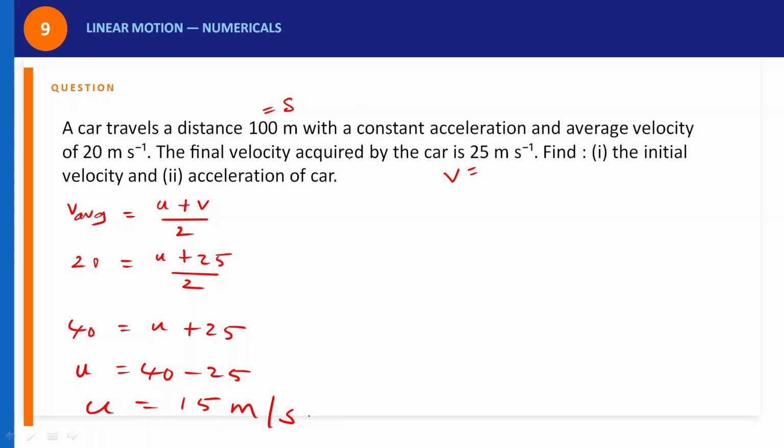Let's find the acceleration now. We know well, acceleration can be written as a equal to v minus u by t. Final velocity 25, initial velocity 15 we found. Then what is the time period here? Time period is not given. Then we do not use this equation. We will use the kinematic third equation, v square minus u square equal to 2as. We will use this.